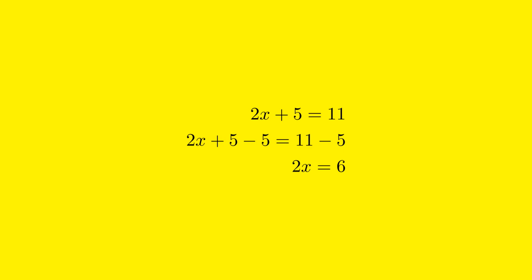This concludes step 1, where we've simplified the equation by removing a constant term from the left side. Now the equation is easier to solve, as 2x equals 6 directly relates to our variable x.